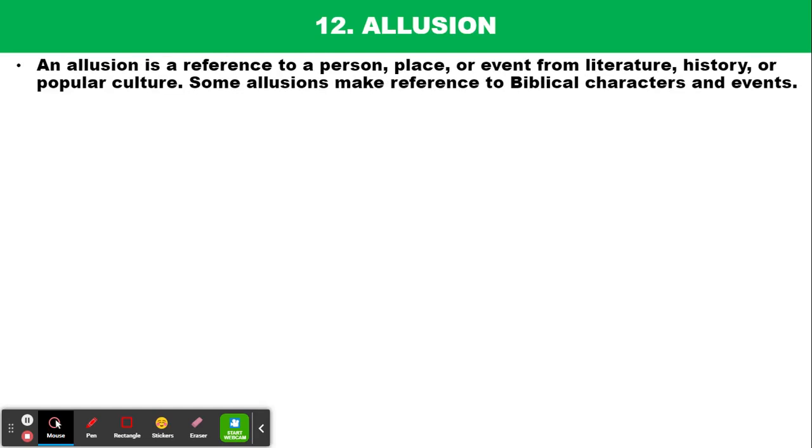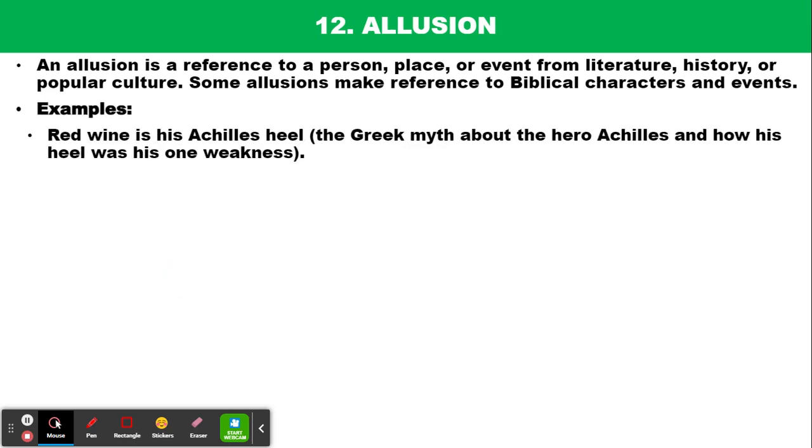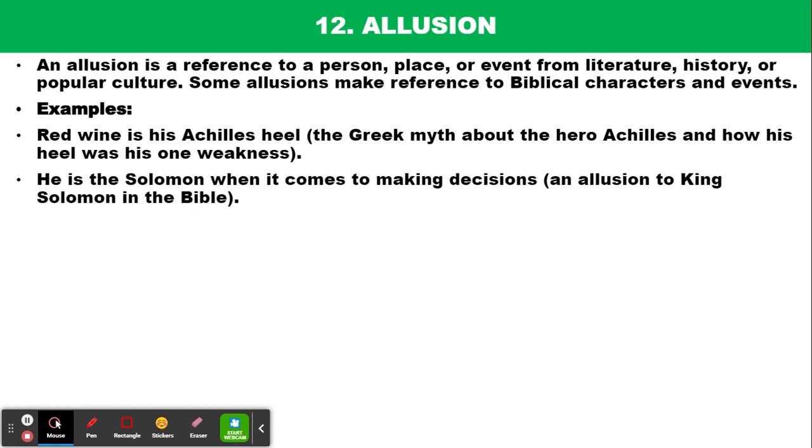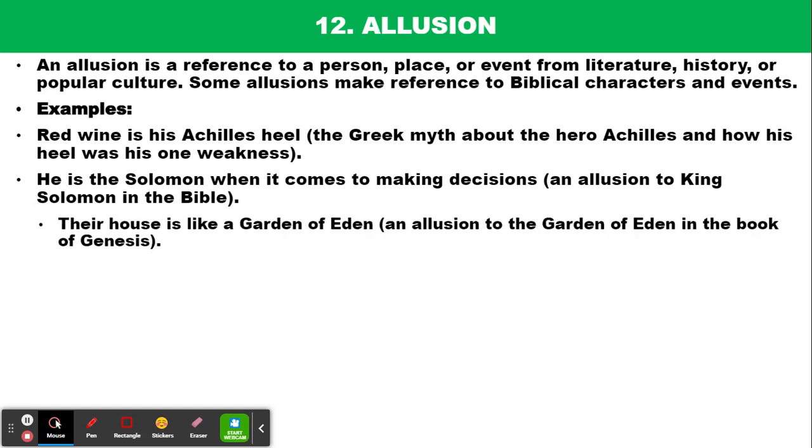Number 12, allusion. An allusion is a reference to a person, place, or event from literature, history, or popular culture. Some allusions make reference to biblical characters and events. For example, red wine is his Achilles heel. This is from the Greek myth about the hero Achilles and how his heel was his one weakness. He is the Solomon when it comes to making decisions. This is an allusion to King Solomon in the Bible.